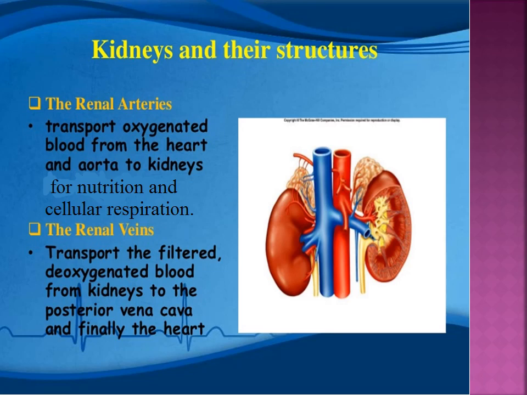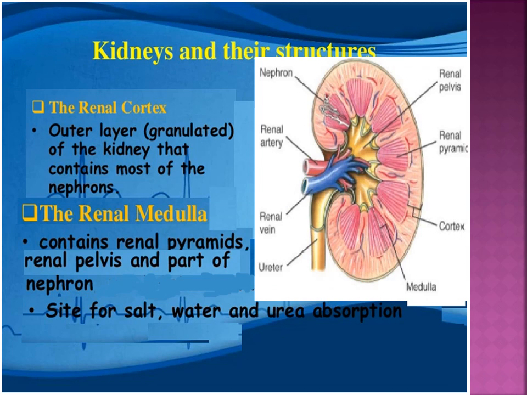Then there are the renal veins. They transport the filtered deoxygenated blood from the kidney to the posterior vena cava and finally to the heart. So when you observe the two renal arteries and the renal veins, you should know their function. Okay. This one is the renal cortex.